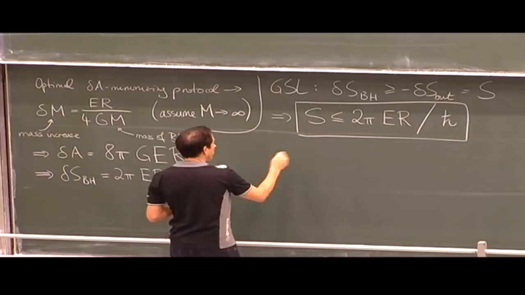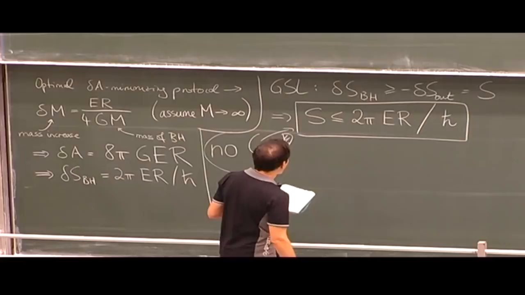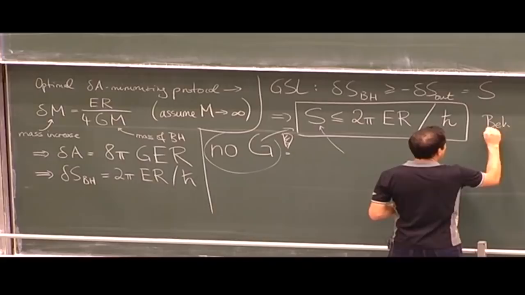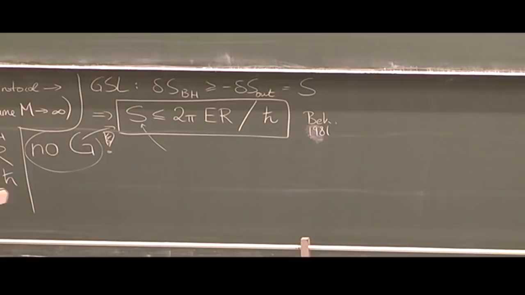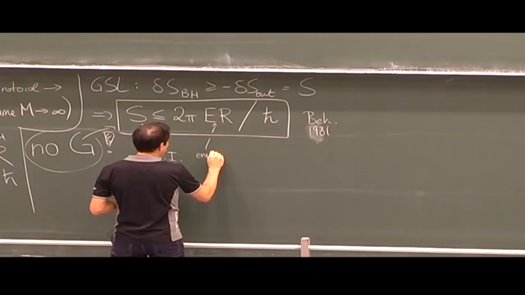Okay, so the important thing about this is no G, no Newton's constant. This is called Bekenstein's bound. He actually made this an explicit proposal in 1981, but it was kind of implicit in his ideas from the early 70s about the generalized second law. So here we have quantum information, or entropy, on the left-hand side. And here we have the energy. And here we have a piece of geometry.